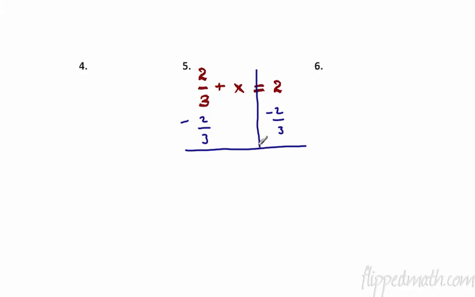Here's the line down the middle. We have x plus 2/3. If we do minus 2/3, they will cancel, and we're left with x. And now we have to do 2 minus 2/3. Now your brain should be able to do that. I'm going to pull up the calculator here, but your brain should be able to do that very simple arithmetic.